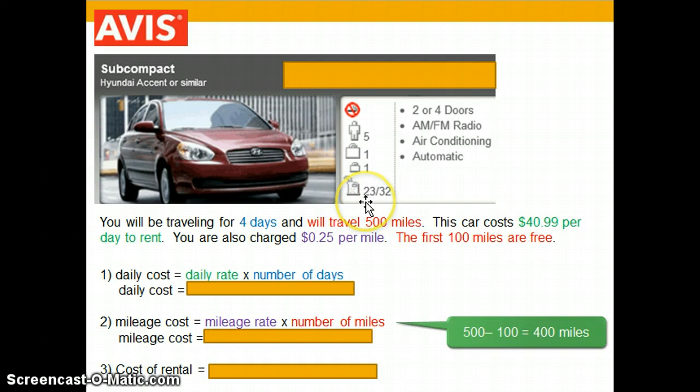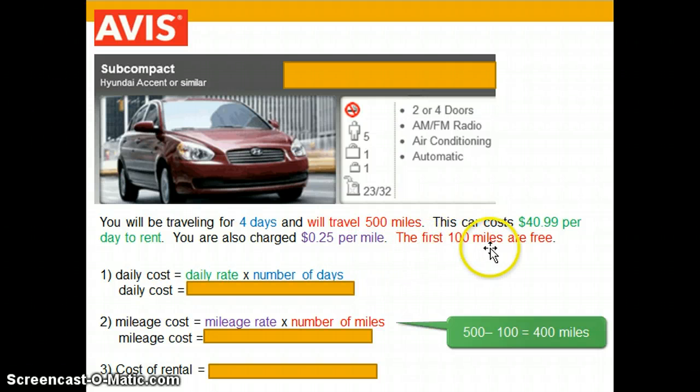This car can be driven 23 miles for every gallon of gas in the city and 32 miles for every gallon of gas on the highway. Okay, you'll be traveling for 4 days and you will travel 500 miles. Remember, I said they're going to charge you based on days and miles. This car costs $40.99 per day to rent, and you're also charged 25 cents per mile.